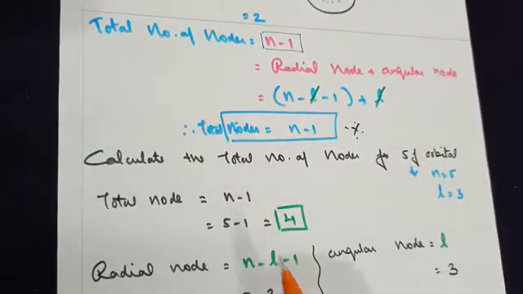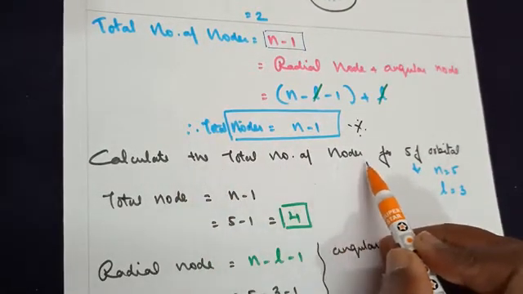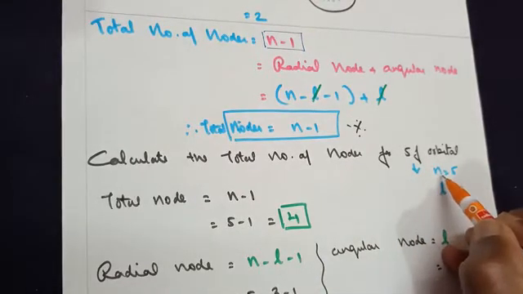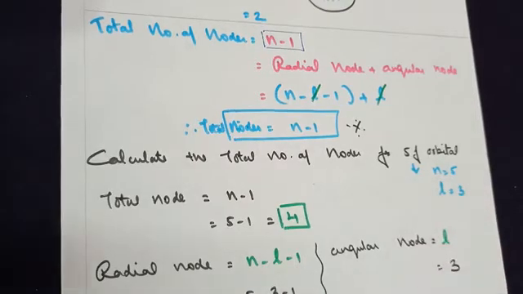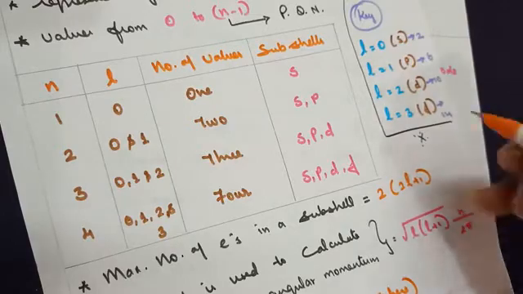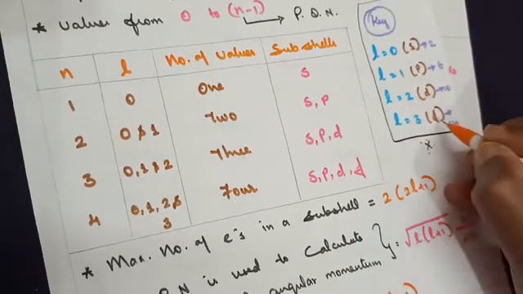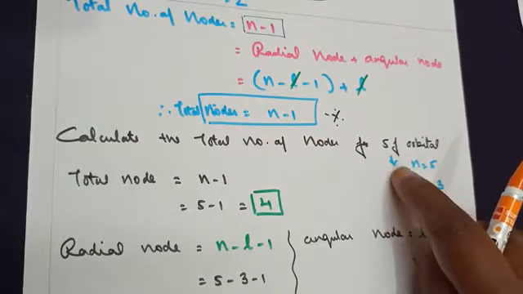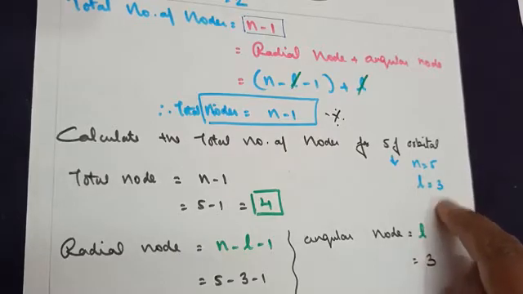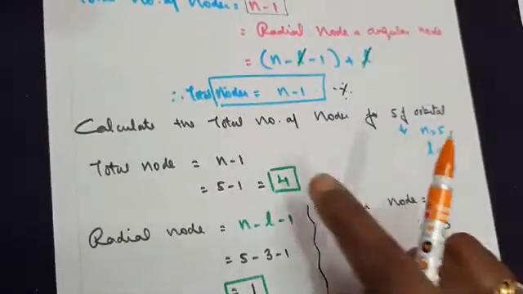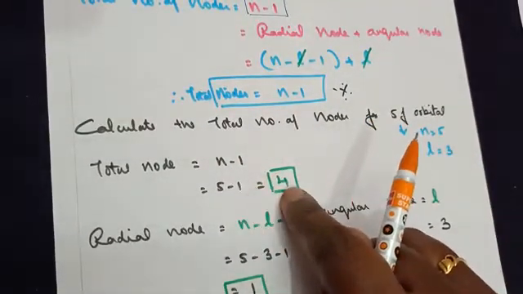Now this is how the question will be given. Calculate the total number of nodes for a 5f orbital. All you need to know is the principal quantum number and the azimuthal number. For an f orbital, what's the L value? For s orbital, L is 0. P orbital, L is equal to 1. D orbital, L is equal to 2. So for F orbital, L is equal to 3. So n, the principal quantum number, is 5, and the azimuthal number is 3. What's the formula for the total number of nodes? n minus 1. Substitute 5 minus 1 gives you 4 as the answer.